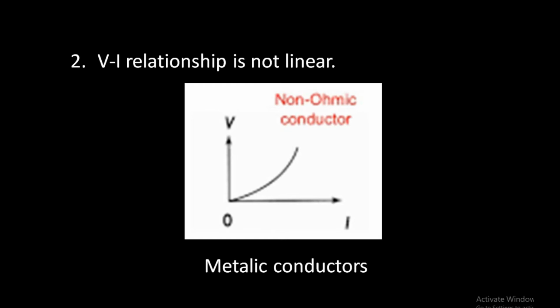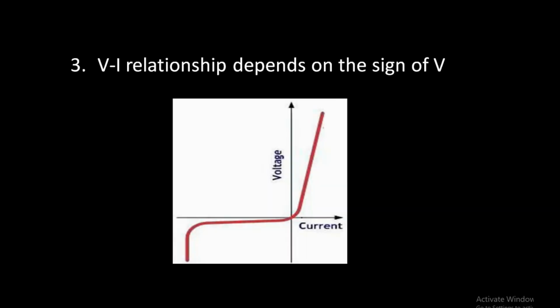Now let's see the third limitation of Ohm's law, that is the VI relationship depends on the sign of V. Here we can conclude that for the junction diode, very little current flows for a high negative voltage, that is in the negative bias, and on the other hand a current begins to flow for a much smaller positive voltage, that is the forward bias. Hence, the junction diode does not obey Ohm's law.